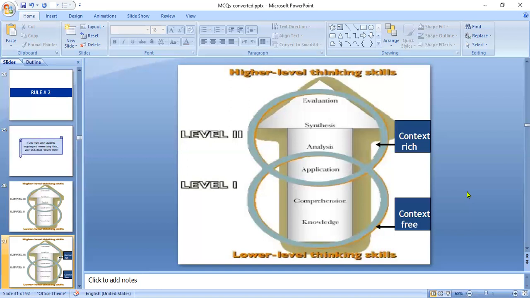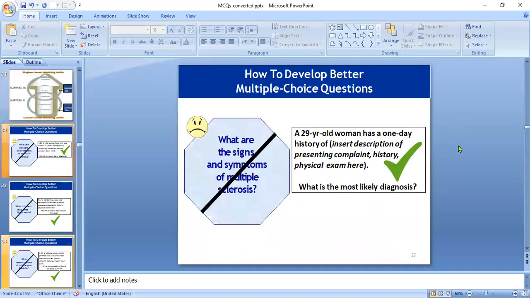Usually the questions which are related to the initial levels of the cognitive domain, if they are context free, it's okay, and usually they are context free. But the questions which are related to the analysis, application, and evaluation levels of that cognitive domain should be context rich. Now, what is context rich? We have discussed them in detail in the previous lecture, what we mean by context free and context rich questions. So here we have an example.